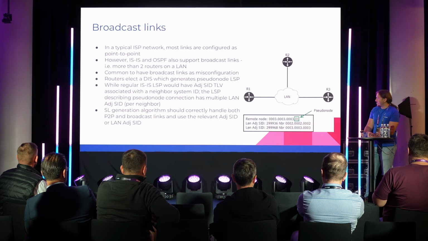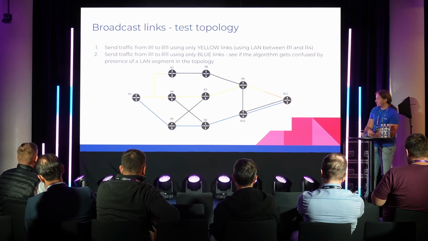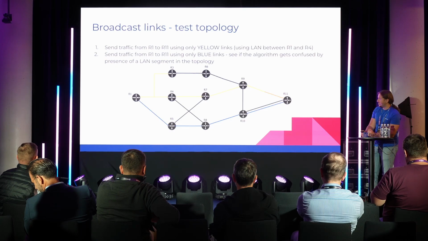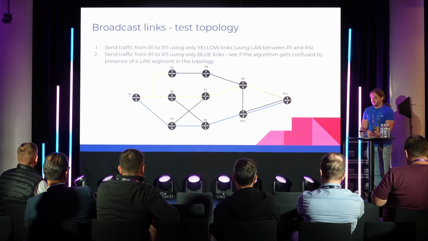So let's see what happens with broadcast links. We have this topology, and there are 2 tests. One test is to steer traffic over yellow links, which includes a broadcast link between R1 and R4. And the other test is the same as the previous one. It goes through blue links, but we see if the implementation gets confused by a broadcast link being present somewhere else in the network, even though not on the path.